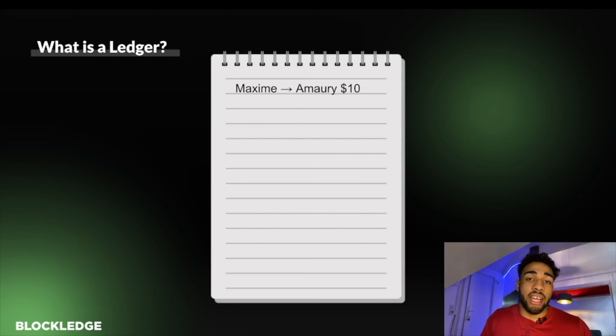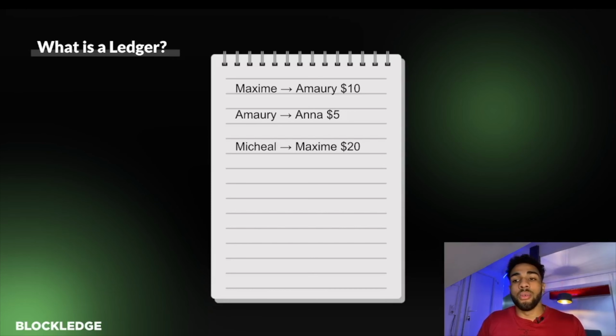Let's say that then I go and eat with my friend Anna and I pay for her coffee at Starbucks for $5, right? So I write it in my ledger. I say Amari gave Anna $5. And whenever I get a new transaction going on between me and my friends, I'm basically going to write this transaction in the ledger. So Michael gave Maxim $20, etc. So that whenever I need, or my friends need to know what they owe to who, they can refer to this ledger and basically check who paid what to who.